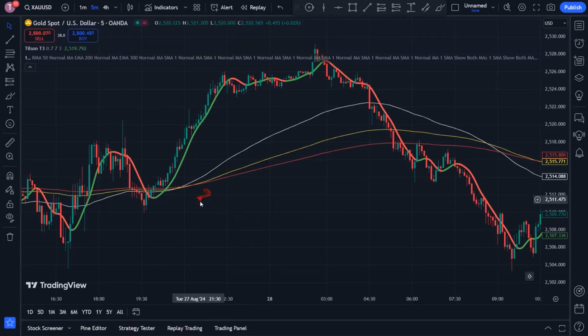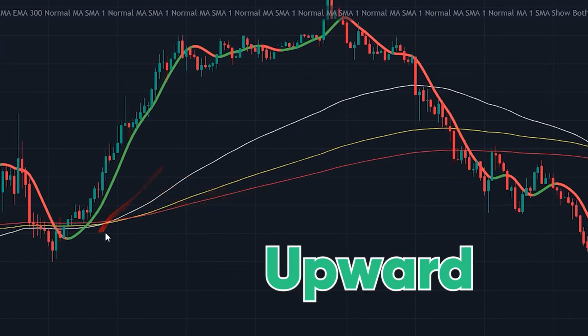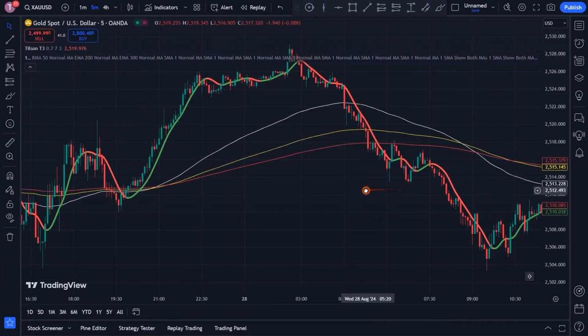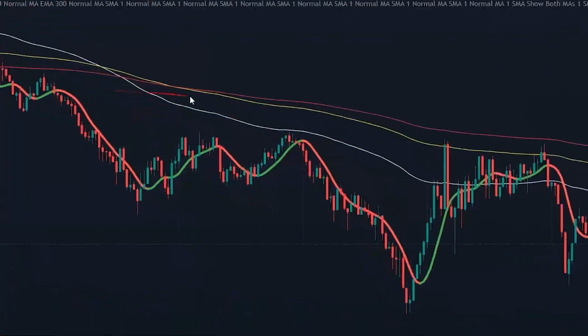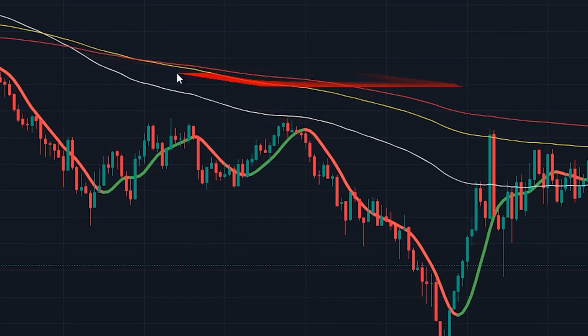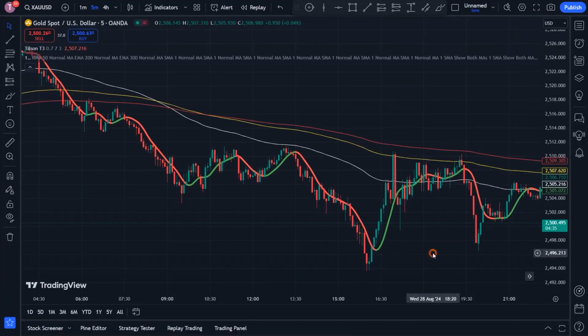When the moving average lines are arranged as shown below, we consider the trend to be upward, and at this point we can enter buy trades. When the moving average lines are arranged as you see them now, we consider the trend to be downward, and at these points, we can enter our sell trades. Now, to fully understand, let's look at some examples together.